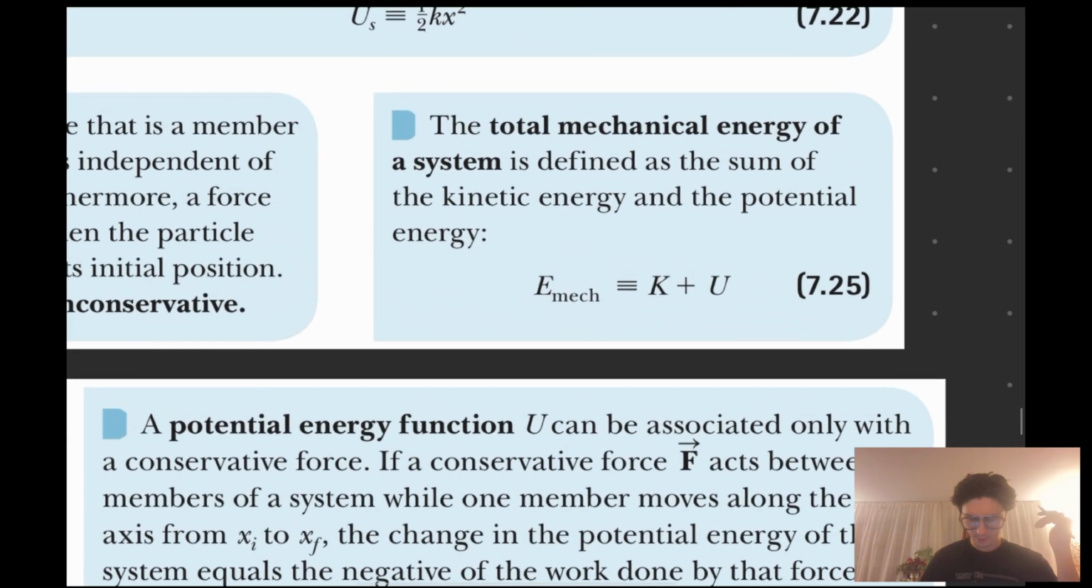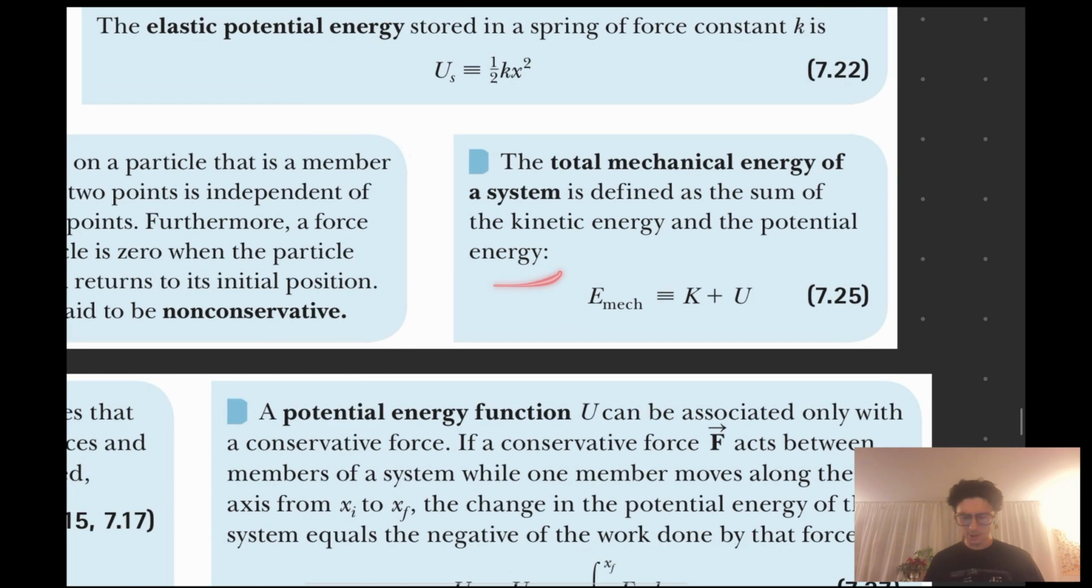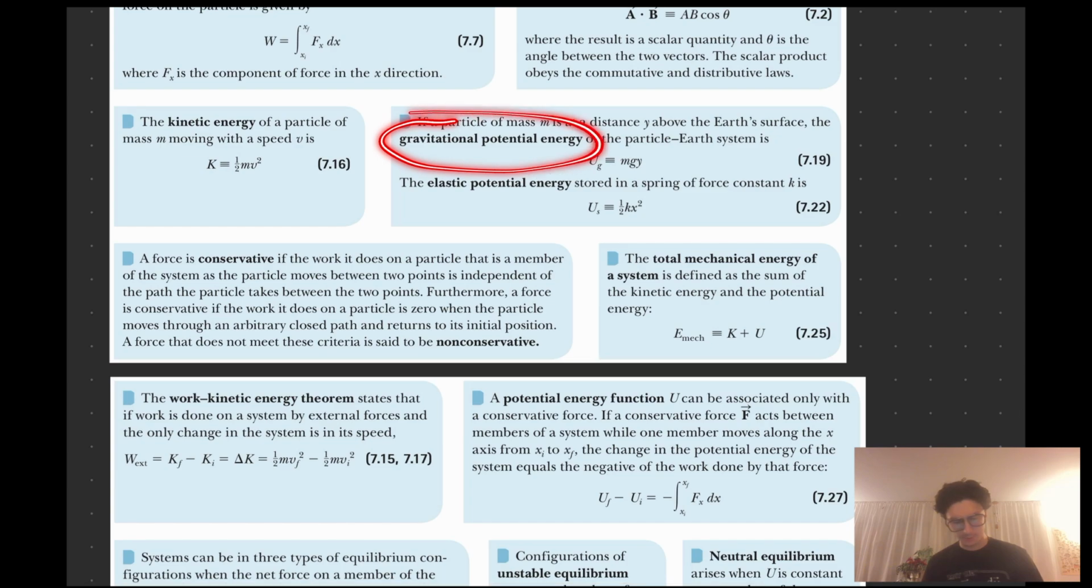The total mechanical energy of a system is defined as the sum of the kinetic energy and the potential energy. So we're using something we learned before, the potential energy and the kinetic energy. We add them together and out comes this new thing called the total mechanical energy. So you add up kinetic, you add up potential. That is your total energy, or total mechanical energy.